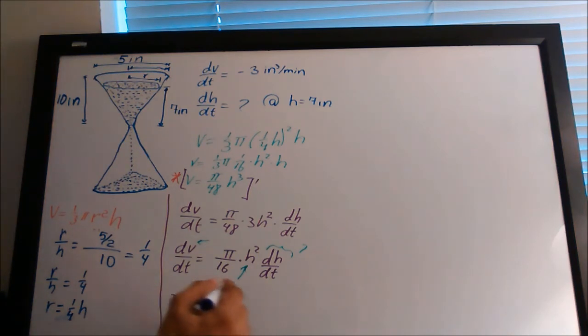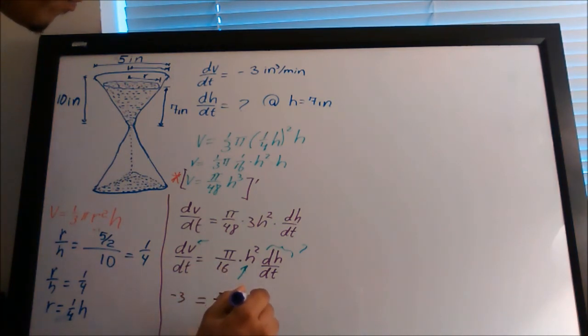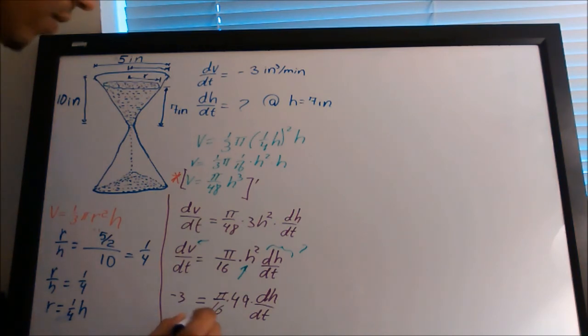In the end, we're going to put the units on the result. So -3 equals pi over 16 times the height squared. Now the height I know is 7, so 7 squared would be 49, times the derivative of the height over the derivative of time. Now, all I need to do is simplify this. So how can I simplify? I need to get rid of this whole thing and send it over to this side. So I'm going to divide.